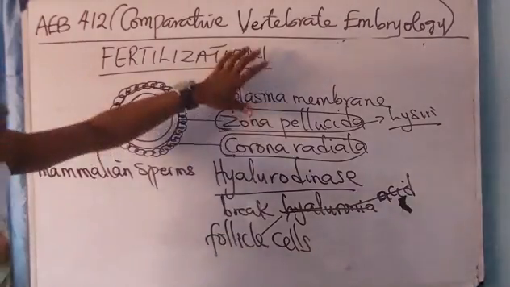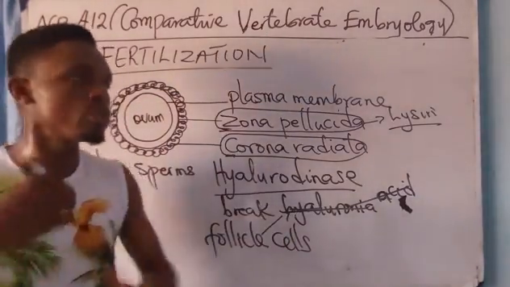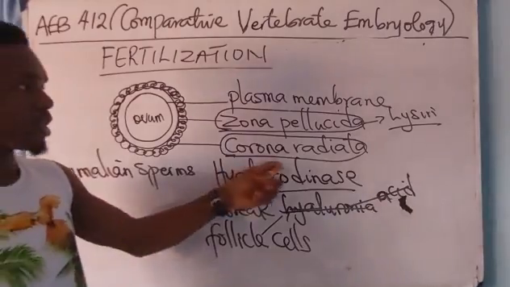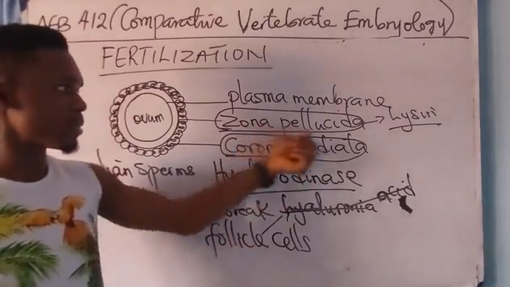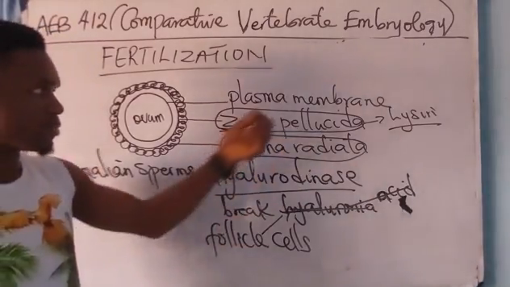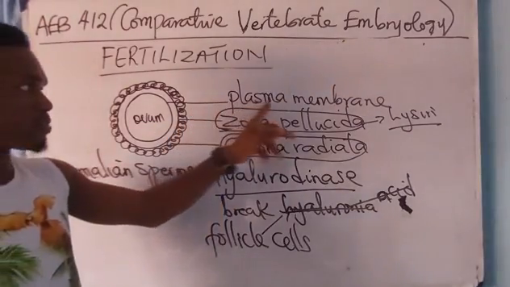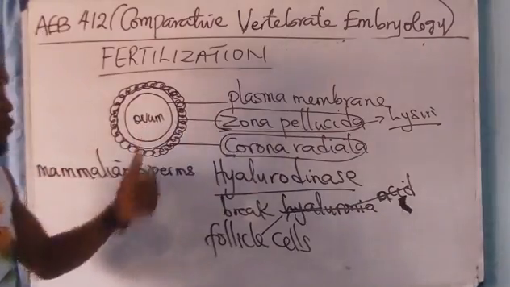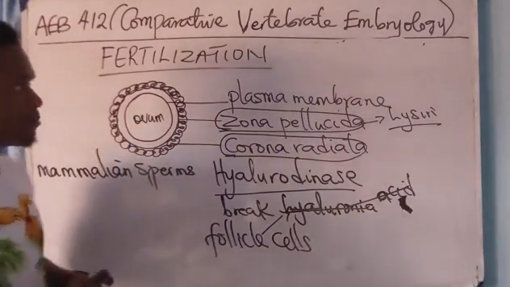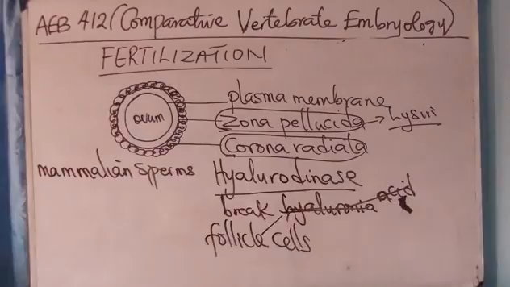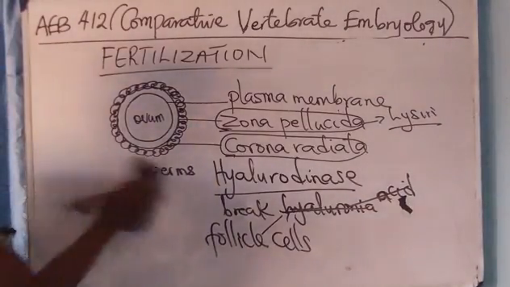Then after which, the explanation I gave begins to take place. It penetrates the corona radiata and dissolves the zona pellucida, and finally it gets to the plasma membrane, which is highly permeable. It passes through this plasma membrane and gets to the ovum. Fertilization begins to take place. That is for that.